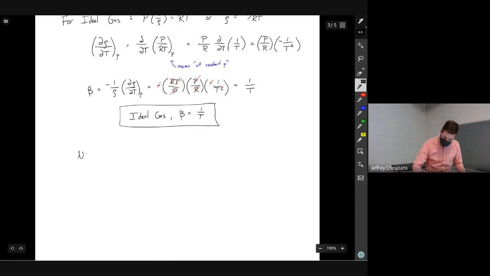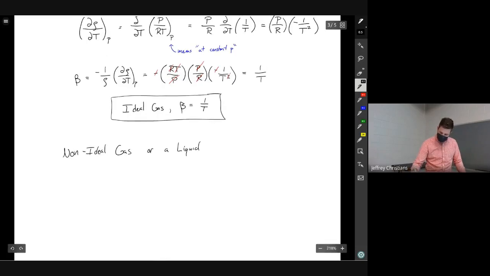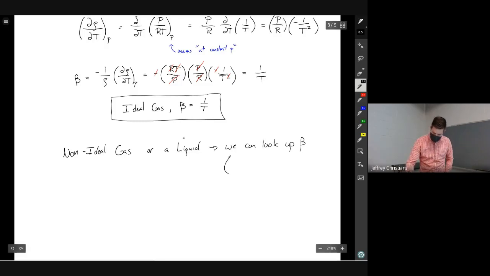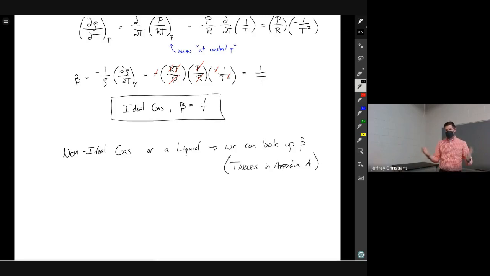For a non-ideal gas, for a liquid, we can look up beta. So our book has some of this in some of the tables in Appendix A, or you can measure it fairly easily. You can look at different temperatures and measure how the density changes. Density is pretty straightforward to be able to measure. So you can look it up, you can measure it.